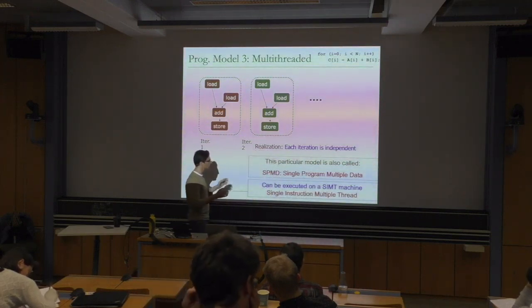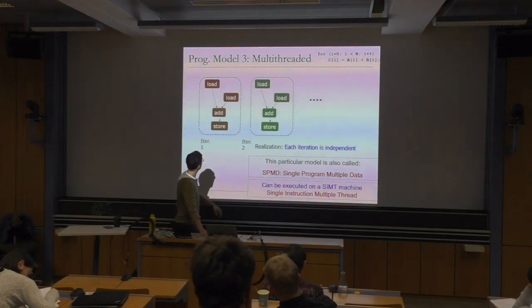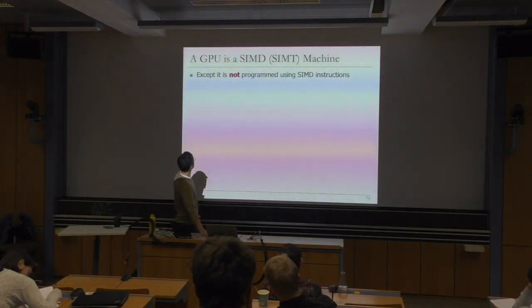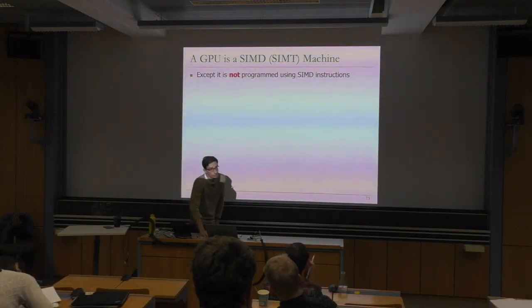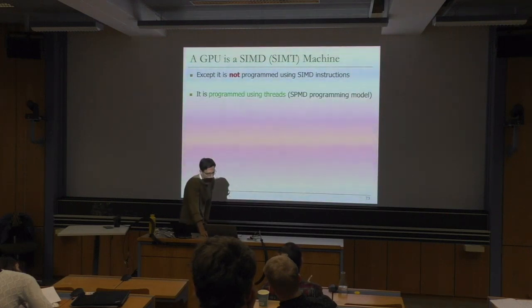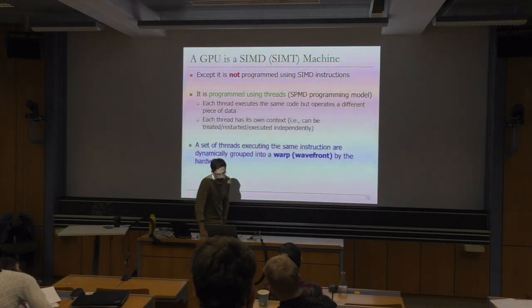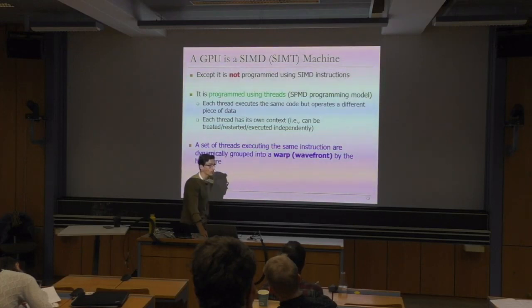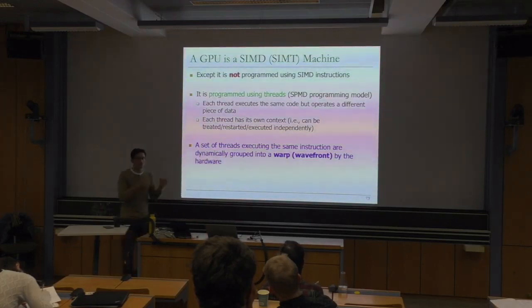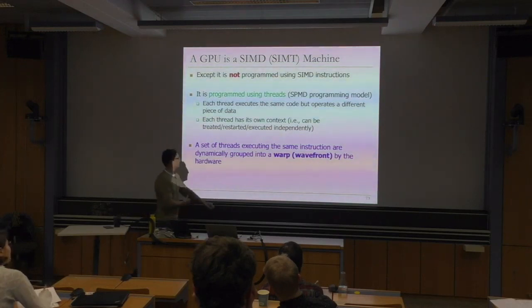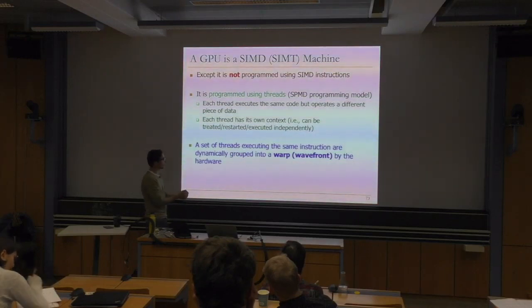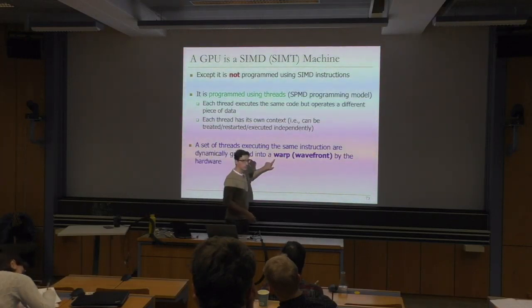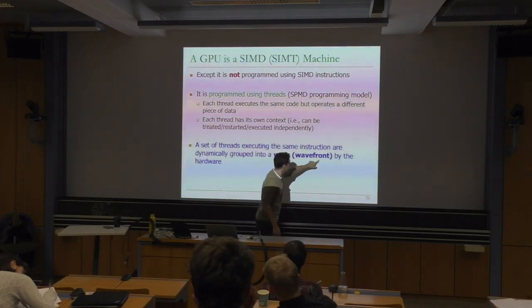It's more or less the same thing. It's more like NVIDIA terminology. So a GPU is a SIMD machine, but it's not programmed using SIMD instructions. We just program it using threads, and then we will have the hardware later that will take these threads and put them together in a SIMD unit and execute them all at the same time. So these groups of threads that are grouped together are called a warp, or a wavefront in AMD terminology.